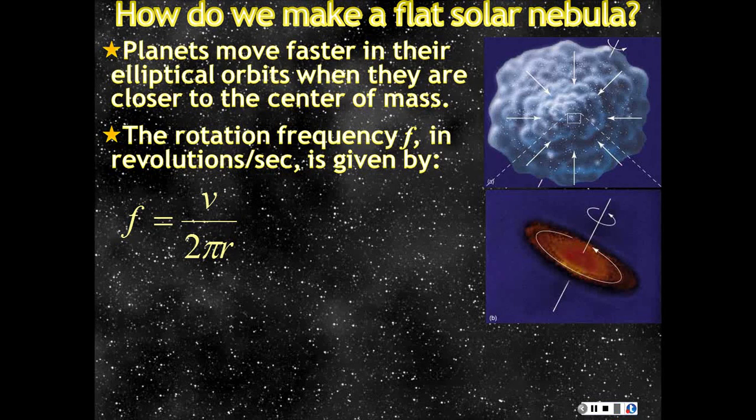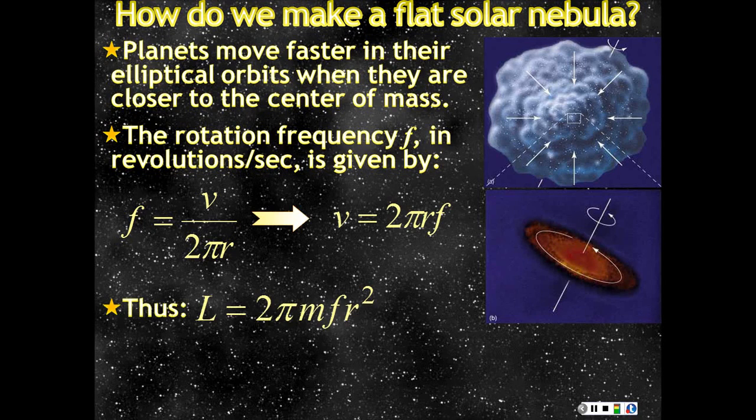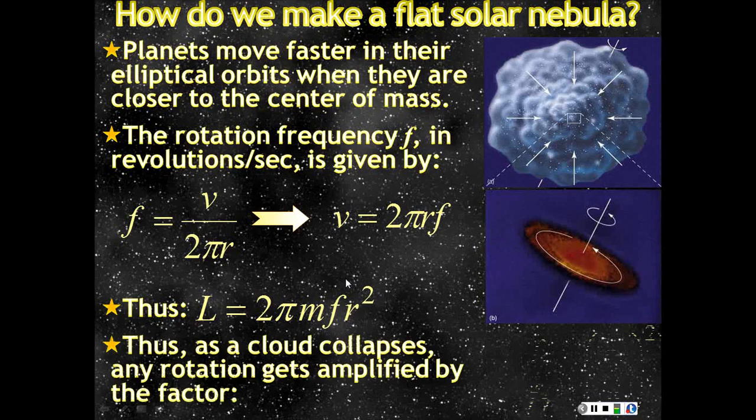So you've got something that is moving in an orbit around the center of mass, and it is moving at a frequency f, which is the speed divided by the circumference. And so we have the speed is given by this equation, which means that we've got the angular momentum in terms of the mass, the distance from the center of mass, and the frequency of revolution. And so, since L has to be conserved, then as the radius goes down, the frequency of rotation goes up as r squared.